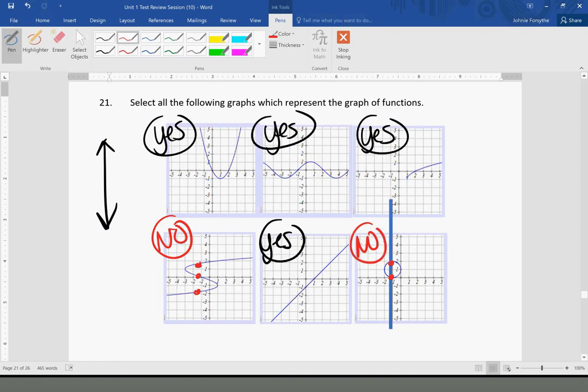Okay, and what it is saying is this input of, say, -1 is yielding two different outputs. It's giving you this x of -1 is giving you a y of 0 and a y of 2. That doesn't create a function. It's a relation, but not a function. Okay?